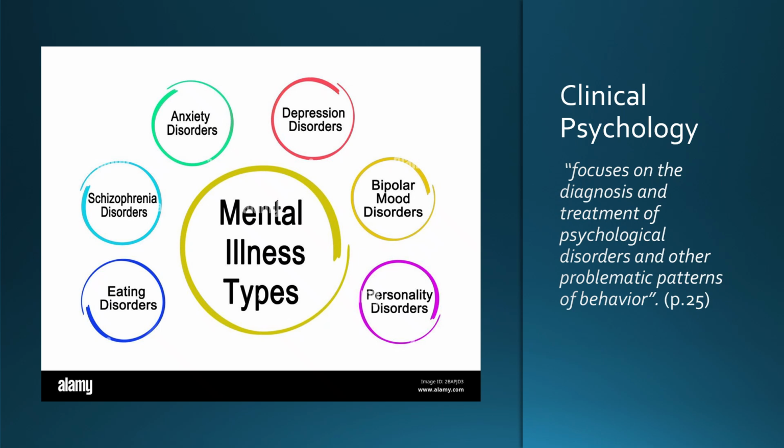Mental illness can include several different things. It could be an eating disorder, it can be schizophrenia, it can be anxiety, depression, bipolar, or it can be personality disorders. And we'll discuss all of those later in the class also. You'll have a powerful chapter related to mental illness types, and then also a chapter on how to treat those mental illnesses.